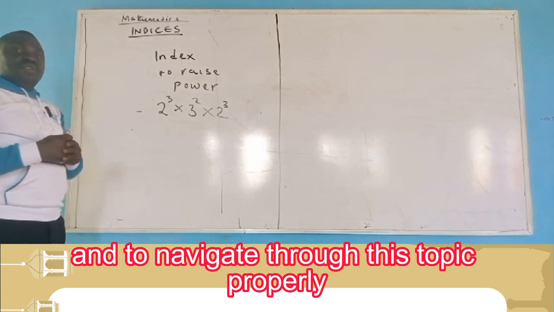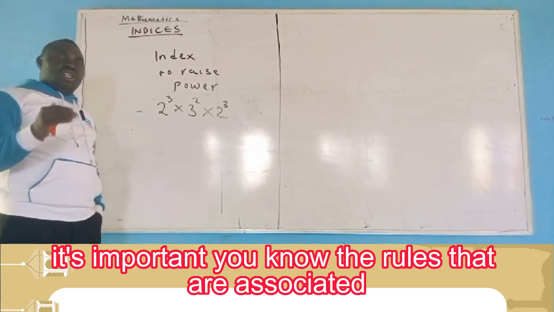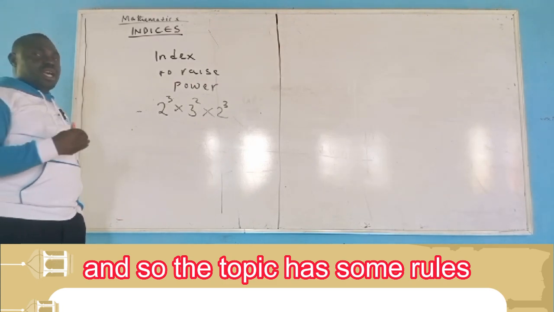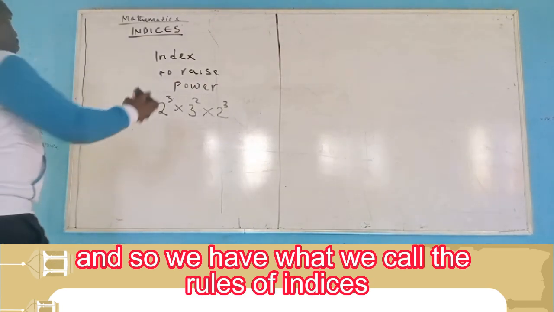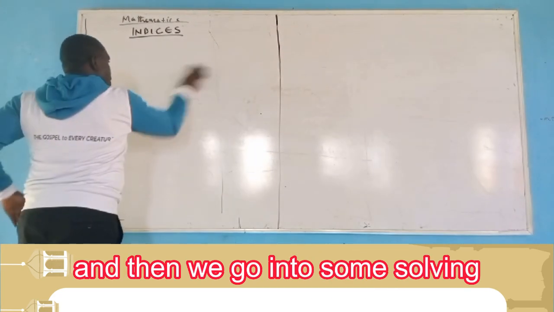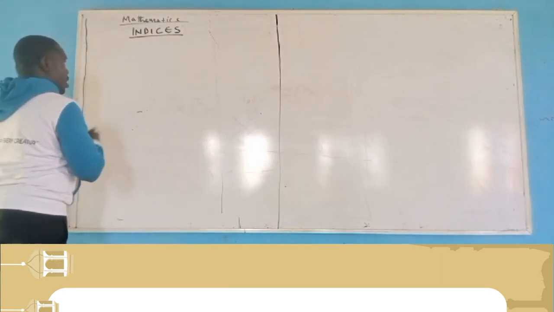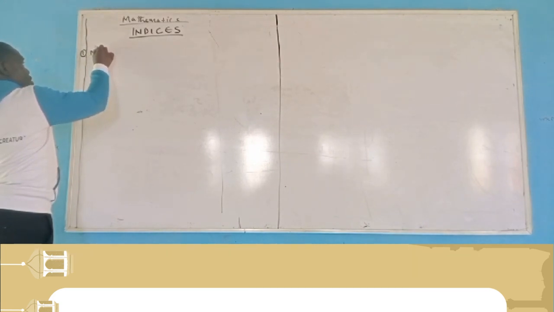To navigate through this topic properly, it's important you know the rules that are associated with the topic. And so we have what we call the rules of indices. I will be looking at the rules, and then we go into some solving immediately. So we look at number one, the multiplication rule.